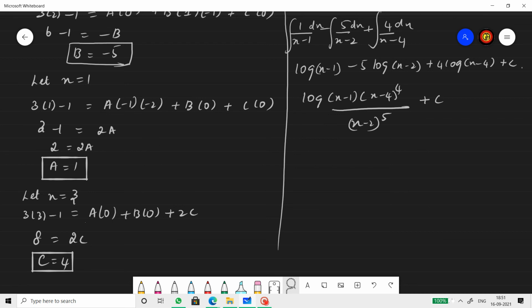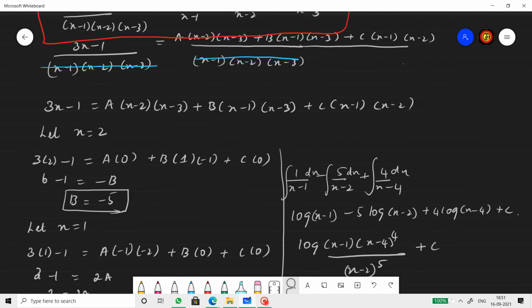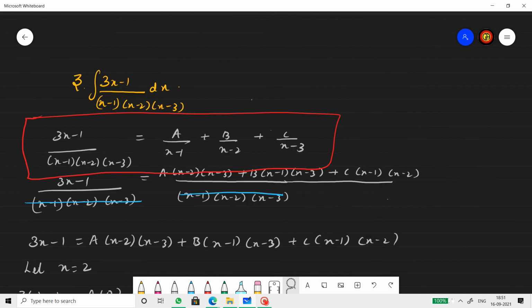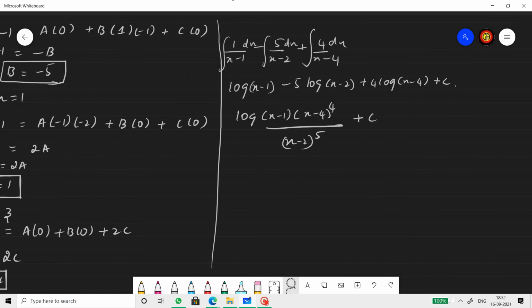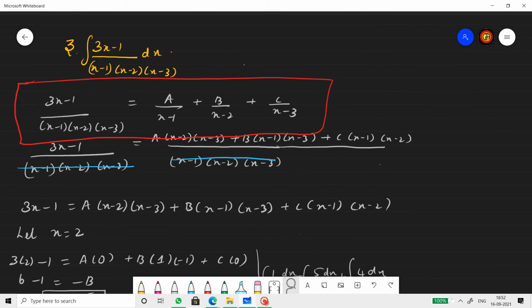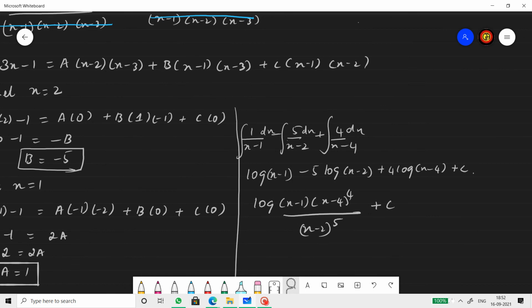So after you find the a, b, c values, go back to the step where you have separated the question. The question was this, we separated like this, put the a, b, c values. So instead of integrating this, we can integrate this one now. So that's what I've done here. 1 by x minus 1 log, minus 5 by x minus 2, minus 5 log x minus 2 plus 4 log of x minus 3. Hope you remember how it is log.